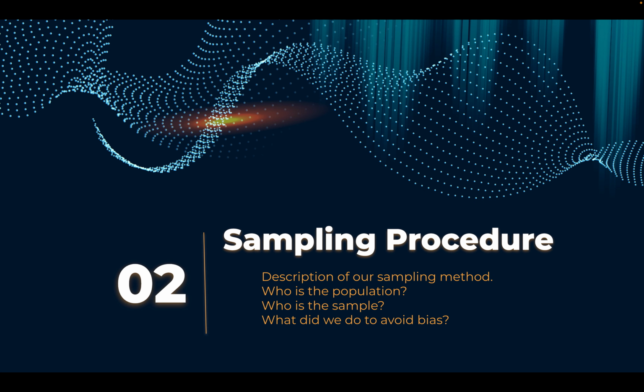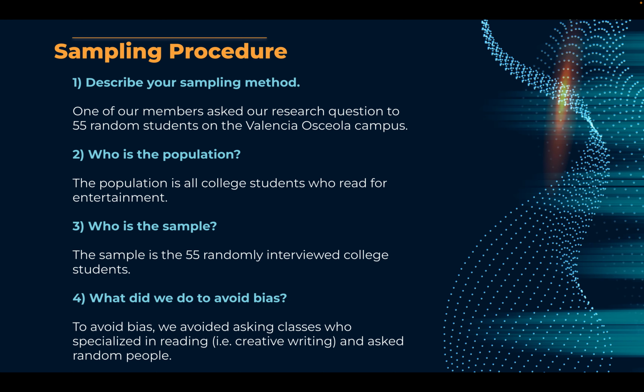Next is our sampling procedure. As for our sampling methods, we asked one of our members to ask our research question to 55 random students on the Valencia Osceola campus. To avoid bias, we avoided asking classes or groups of people who specialize in reading, such as creative writing, and asked random people. Our population is all of the college students who read for entertainment.